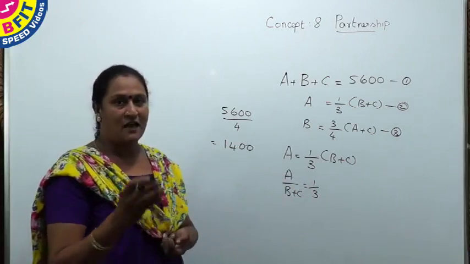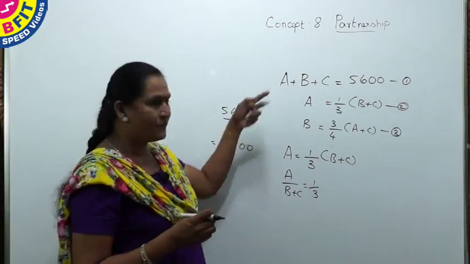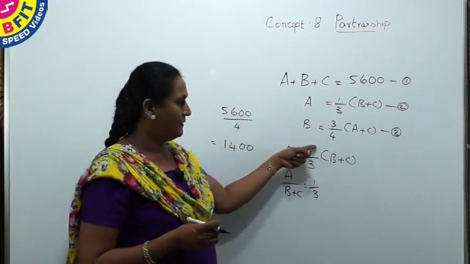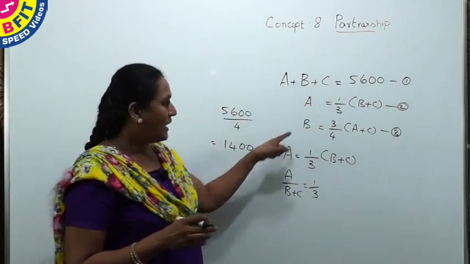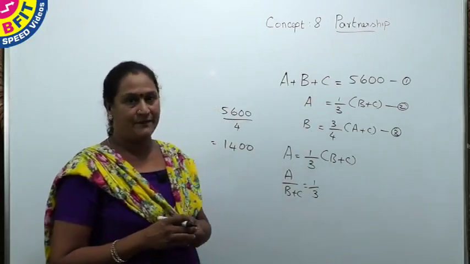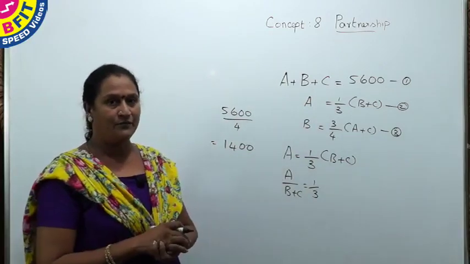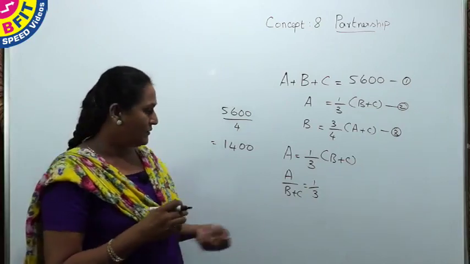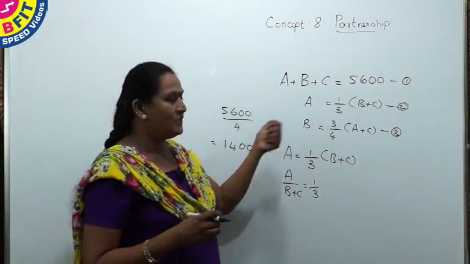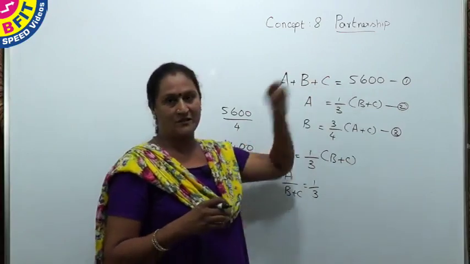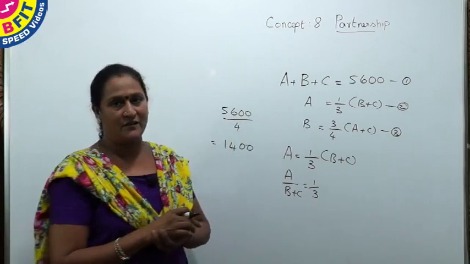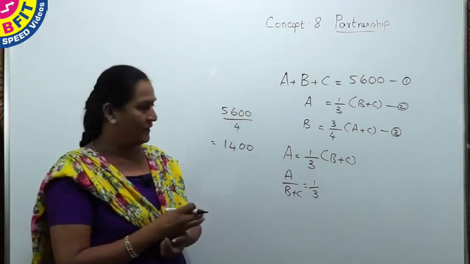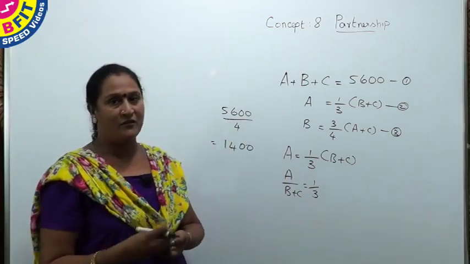Suppose they ask for B, then too, instead of solving, with this data, 3/4. Divide the amount into 7 parts and A will receive 3 parts, and you can get B's value. Suppose they ask for C, we can get A's value and B's value, and subtract from 5,600 to get C's value. So, no need to solve all these equations. According to the data given, you can try to simplify your workings.